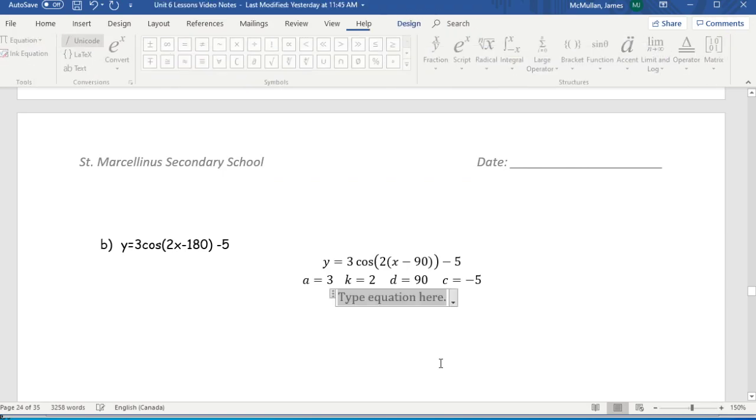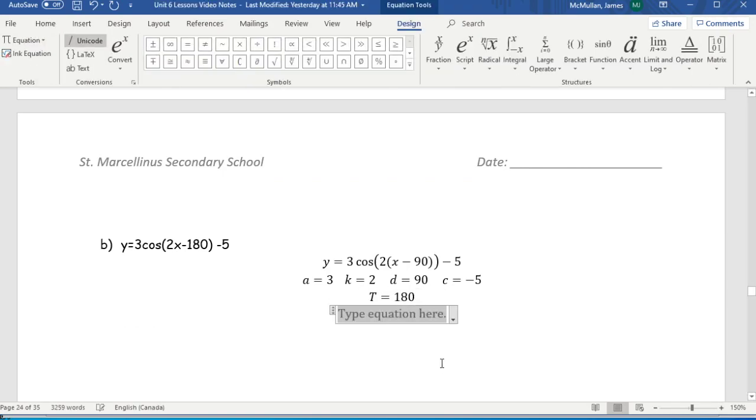Okay, so let's write down what we know. The period is 180, 360 over k. The amplitude is the absolute value of A, which is 3. The axis is y equals negative 5.